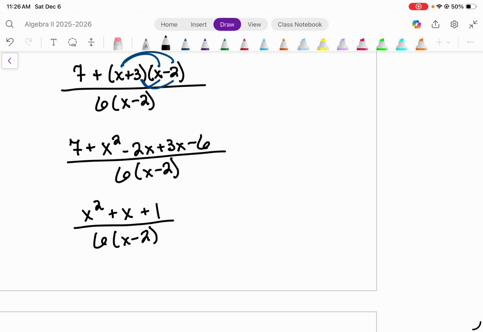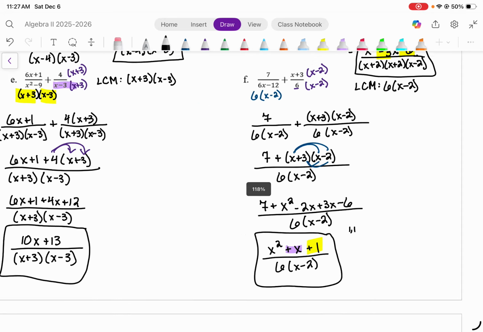So here I'm looking, can I factor the top? So on the top I have a 1 and then an x. So the only numbers that multiply to 1 are 1 and 1. So there's no way that we can add or subtract those to get the result of 1. So that means this is our final answer and it is completely simplified.